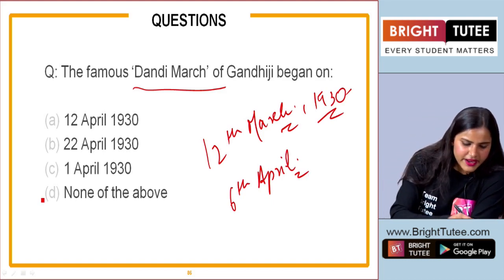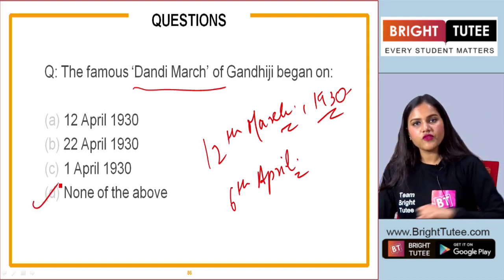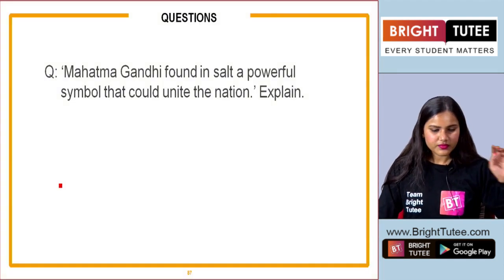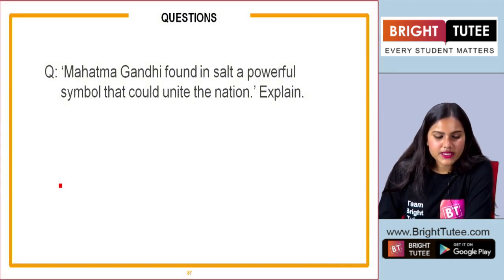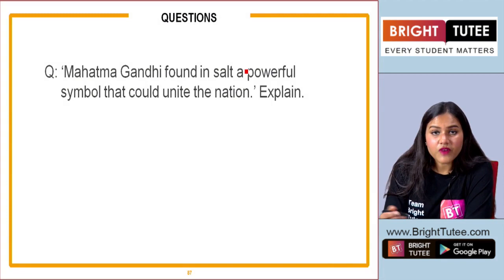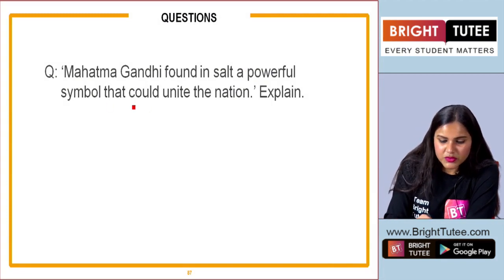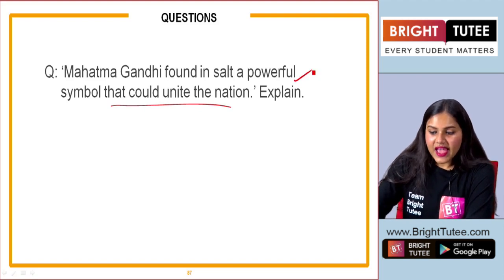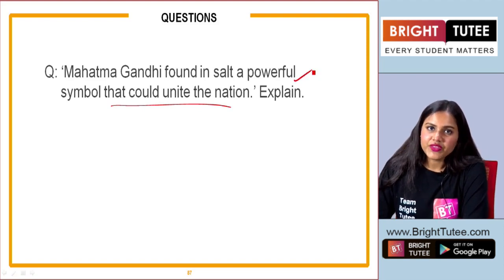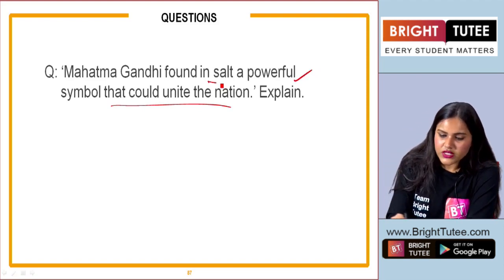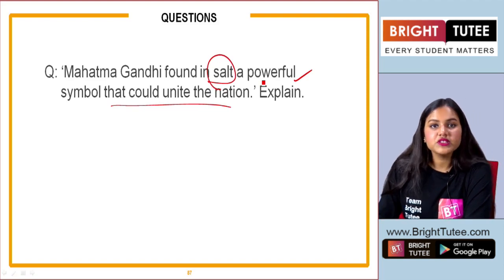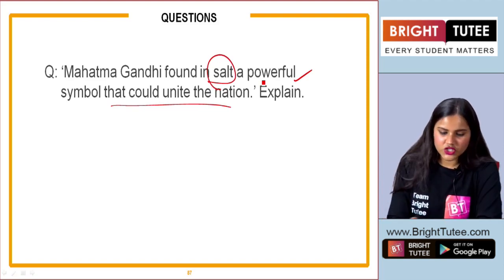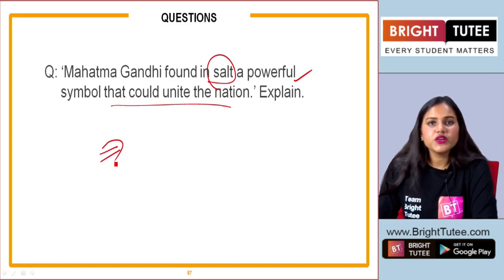So therefore the correct answer here should be none of the above. Now the second question here is: Mahatma Gandhi found salt a powerful symbol that could unite the nation. Explain. This was the exact statement that I gave you, that Gandhiji found in salt a powerful symbol that could unite the nation. Now how are we going to explain this?